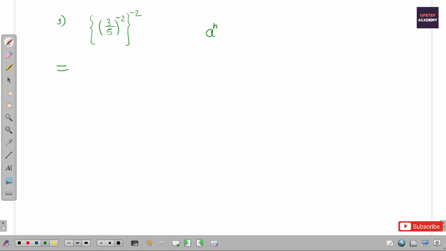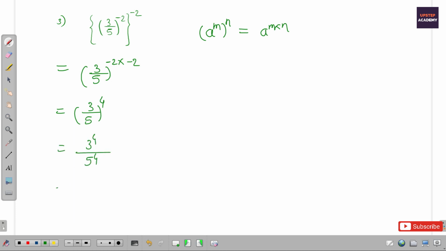If a is the number and the power of a is m and the whole power is n, then we can write a raised to m into n. Simply we can apply this power law over here. So 3 upon 5 will remain in the inner bracket, and this minus 2 and this minus 2 will come into multiplication. So 3 upon 5 whole raised to minus 2 into minus 2 will be plus 4, and here 3 raised to 4 upon 5 raised to 4. 3 raised to 4 is 81 and 5 raised to 4 is 625. This will be our final answer.